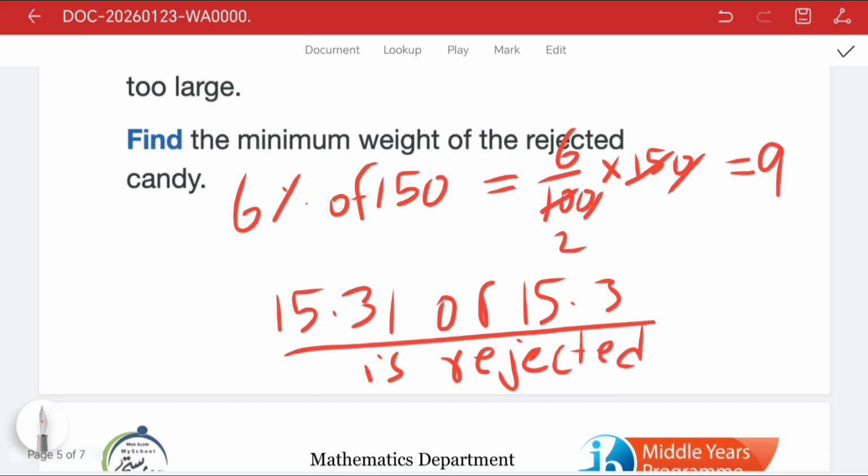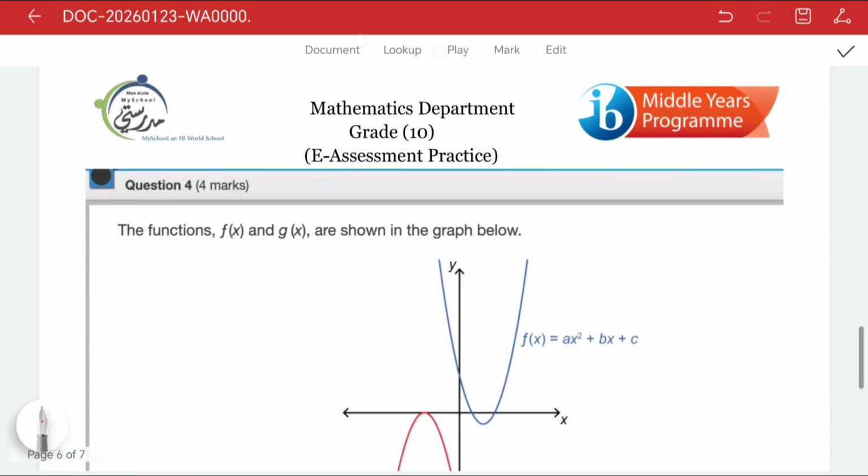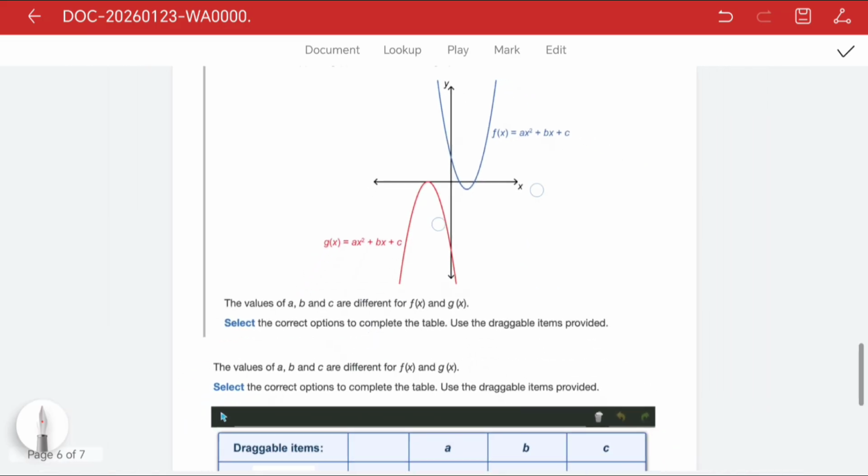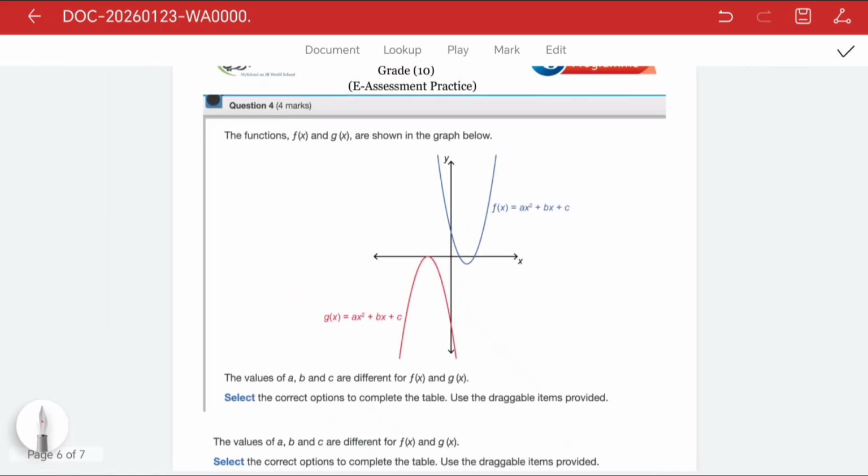This is the answer. I hope it is clear. Look at the next question. In the next question, they gave us the quadratic graph, the parabola graph. So we have two functions, f of x and g of x.